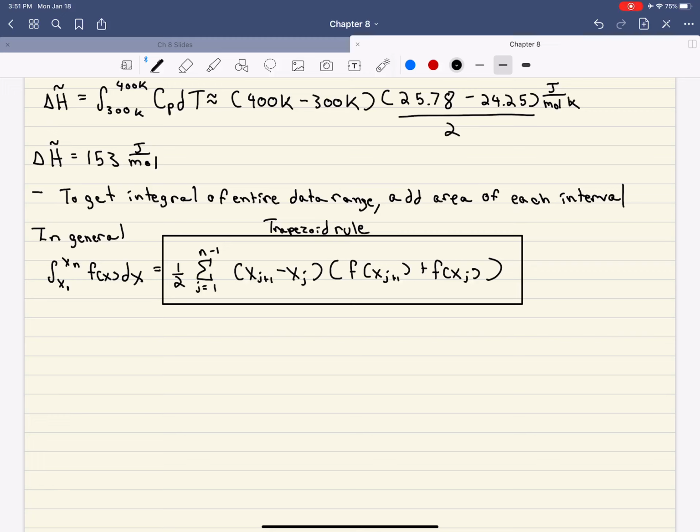Now the trapezoid rule works okay if you have fairly simple functions, but there are some cases, especially if your function is kind of curvy, where the trapezoid rule is actually fairly inaccurate. It doesn't accurately approximate the function. So the trapezoid rule is not that accurate.